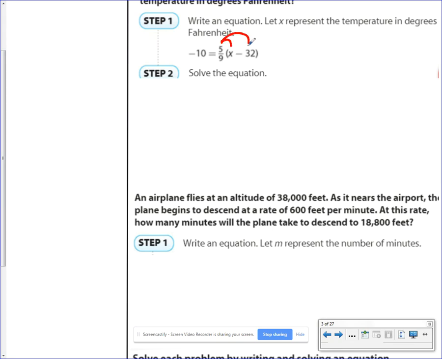Well, when I see something like this, I say to myself, goodness gracious, I need to distribute first. 5/9 times x minus whatever 5/9 times 32 is. Now, this isn't going to be a handy-dandy, super nice number, okay? Sorry. Here's what's going to happen.